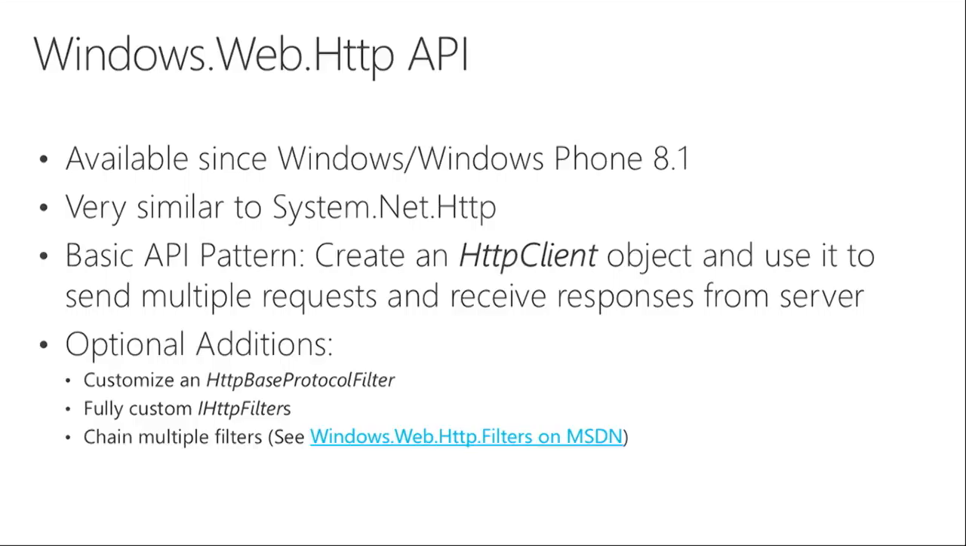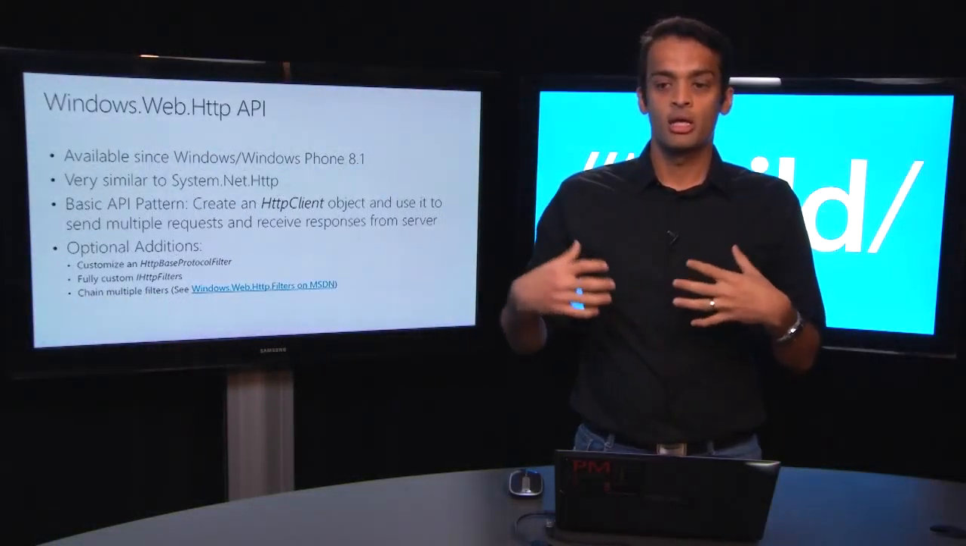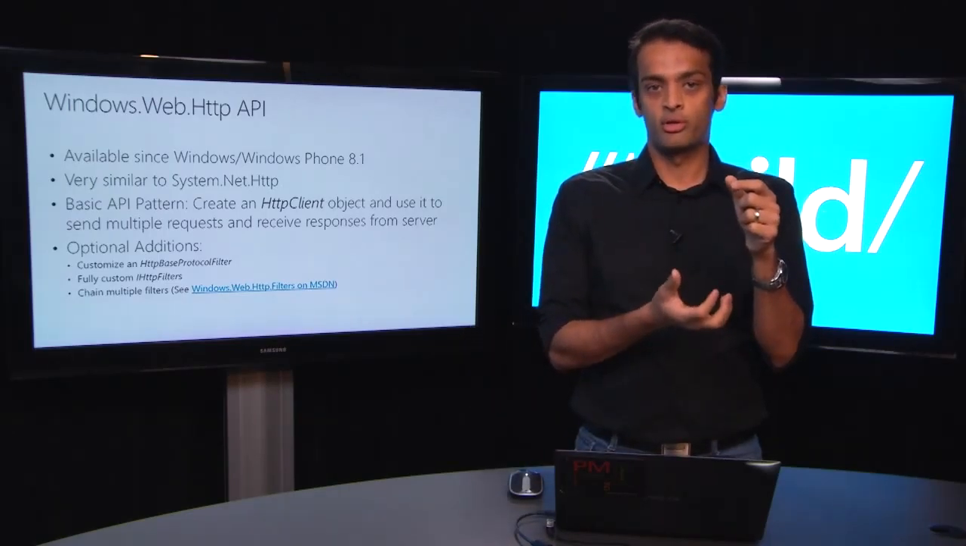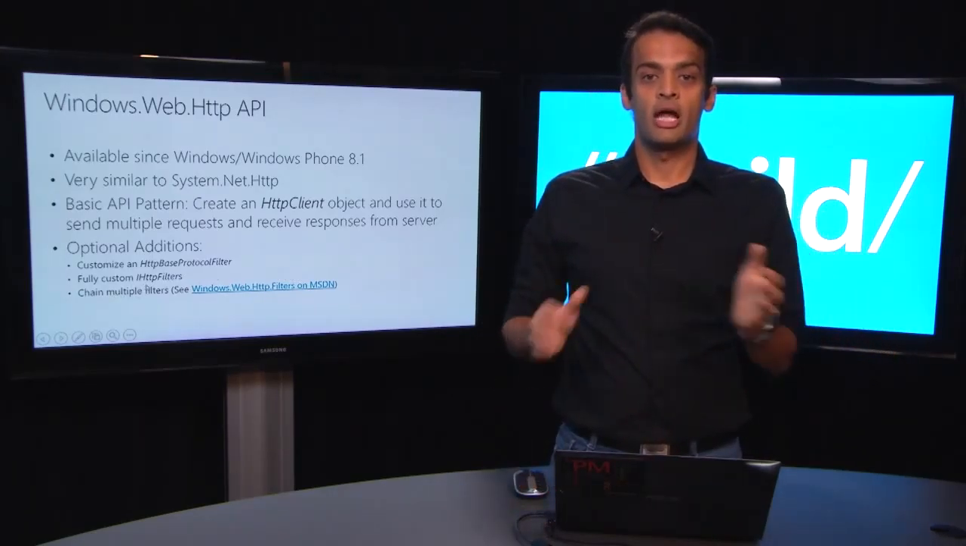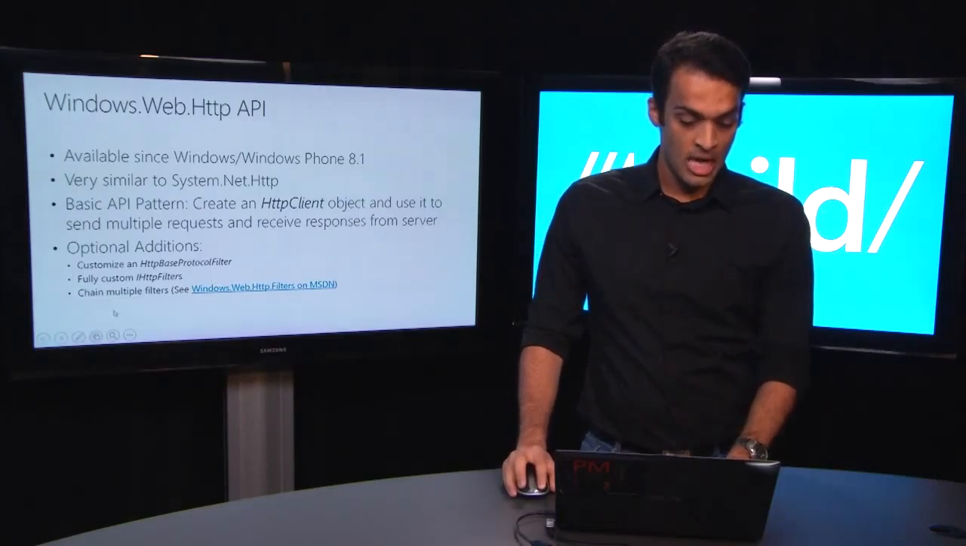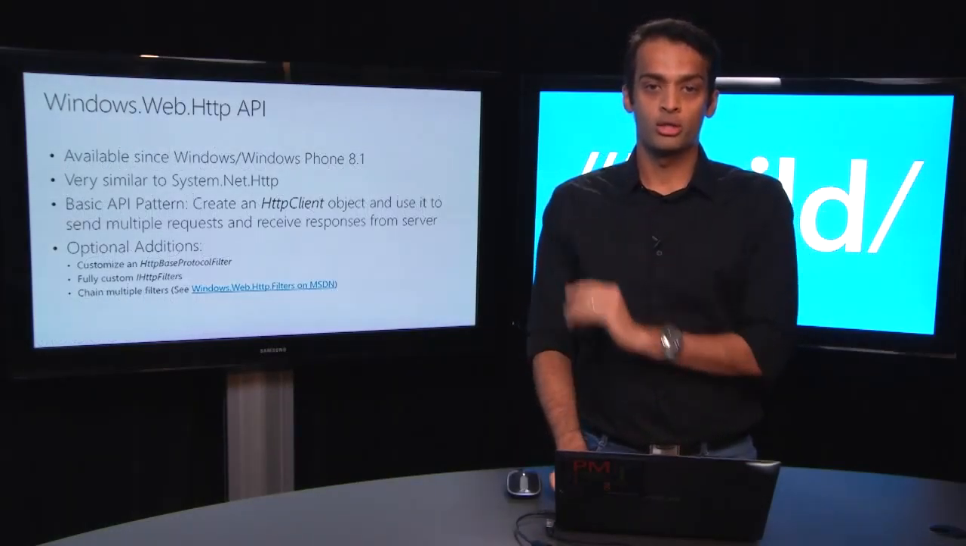You can also optionally customize an object called the HTTP base protocol filter. So you can think of the base protocol filter as being underneath the client and powering the HTTP communication. When you create a client, we create a filter underneath by default and give it to you. But you can optionally also customize the behavior of that filter. Further, you can just create your own filter and completely bypass the OS provided filter. And finally, you can chain multiple filters so that you can process a request as it's going out or a response as it's coming in. For more discussion on the chaining of multiple filters, I would point you to the windows.web.http.filters namespace documentation on MSDN. It has a really good description of how you can do this chaining and what it's useful for.